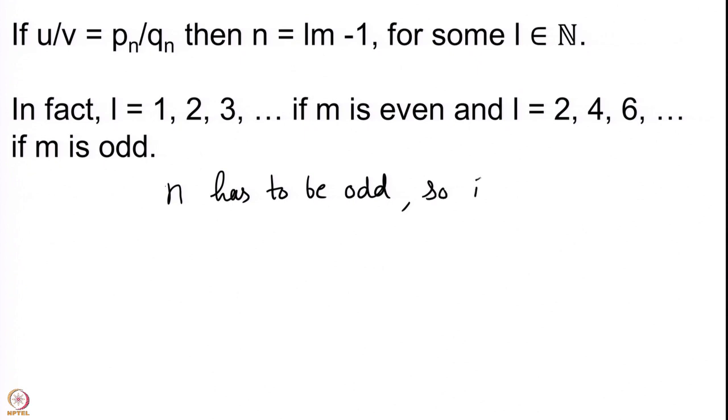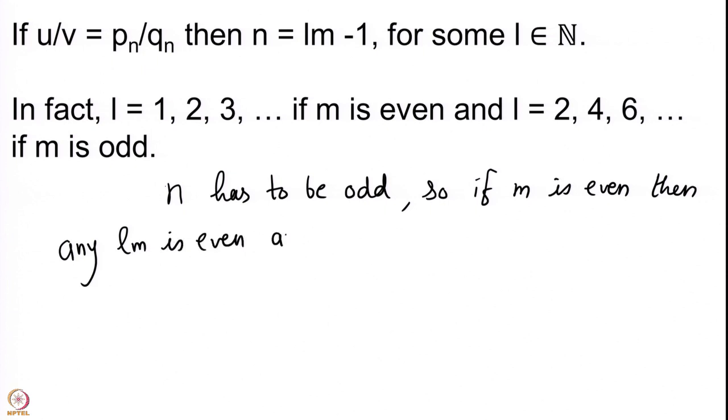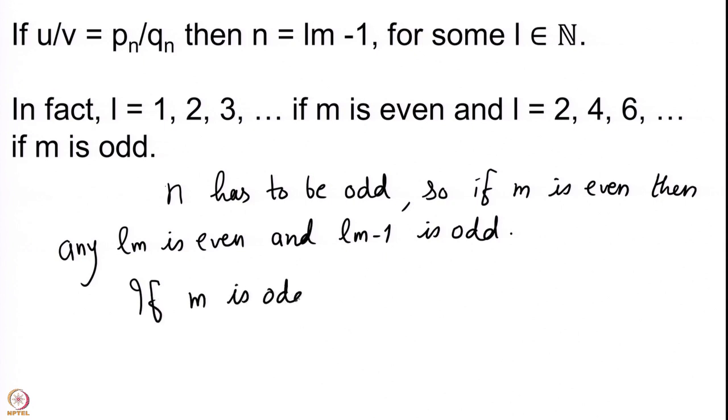So, if m is even, then any Lm is even and Lm minus 1 is odd, this is okay. If m is odd, we want Lm minus 1 also to be odd.